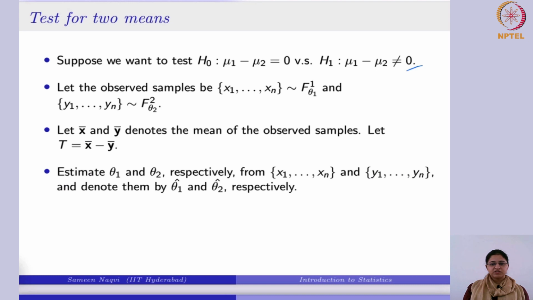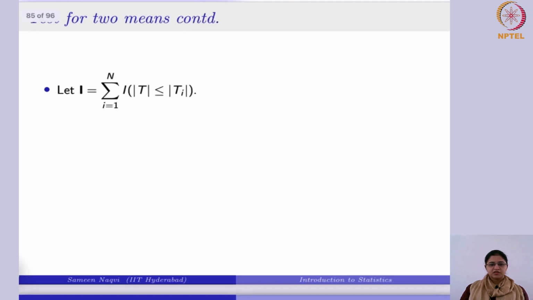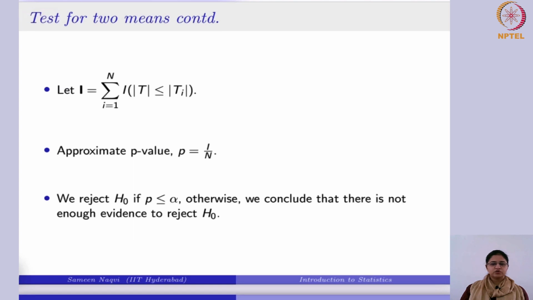Again, you are going to estimate the parameters from the sample that you have, and you would replace those theta 1 and theta 2 by their estimates. So now you will no longer be sampling from the original distributions, but rather every time sampling from f theta 1 hat and f theta 2 hat. Once you do that, you will calculate sample means each time. You take the difference, you get the bootstrap statistic, and then you can calculate the p value, that is the proportion, and finally make the decision depending upon whether your p value is less than or equal to alpha or not.